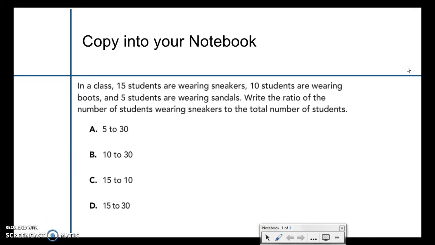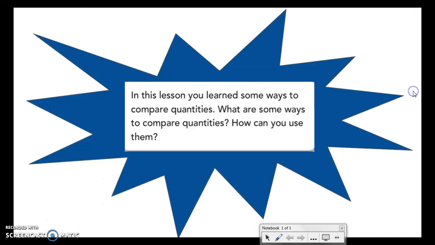Okay? Alright, you do not have to copy this into your notebook, or you should skip this one. Alright, so in the lesson you learned some ways to compare quantities. What are some ways to compare quantities that we talked about? And how would you use them? So we did talk about ways to compare them and some situations where you might use them. I want you to think of a way in a situation.